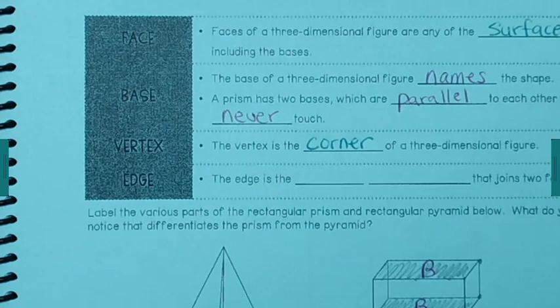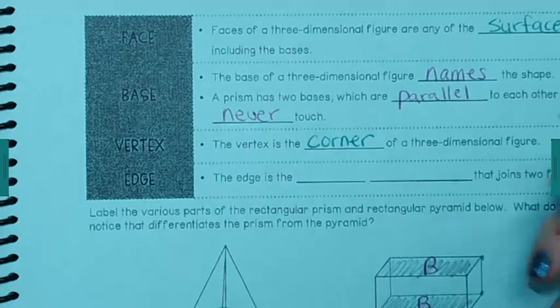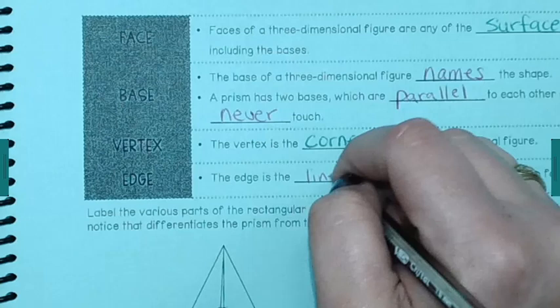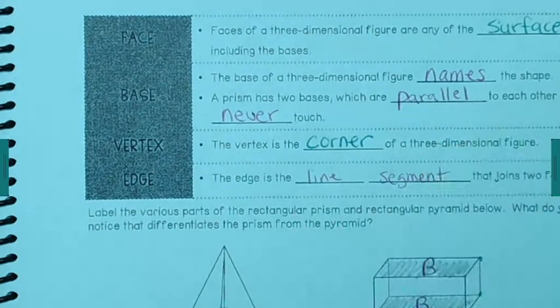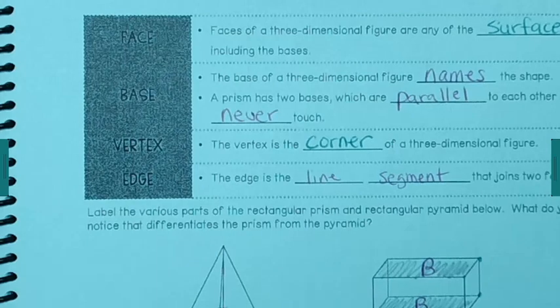Okay? You won't have to know that vocabulary word. And then the edge is called a line segment, and it joins the faces. Line segment. Okay.